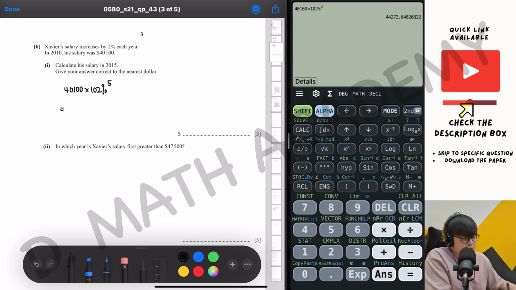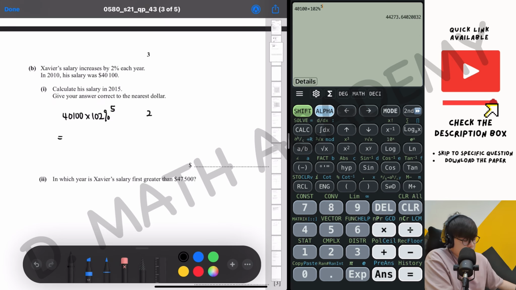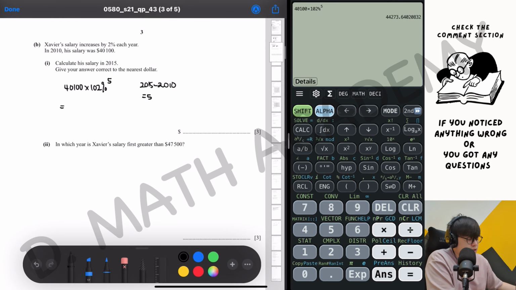So the year will be 5. It is by taking 2015 minus 2010. So that's how I get the 5 years here. And the 102% is actually 100%, which is the original amount, adding up with the percentage of increase. So from this, you will get 44,273.64. Corrected to nearest dollar, it will be 44,274.